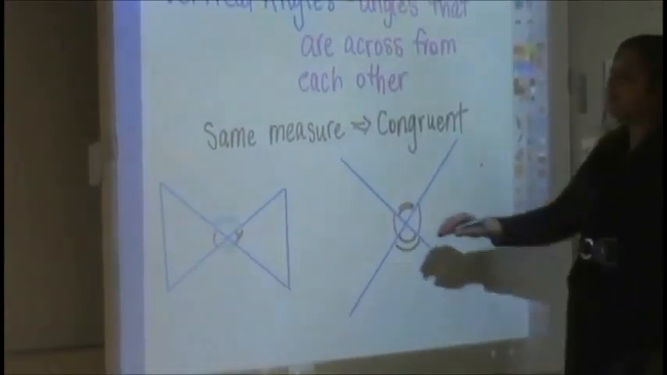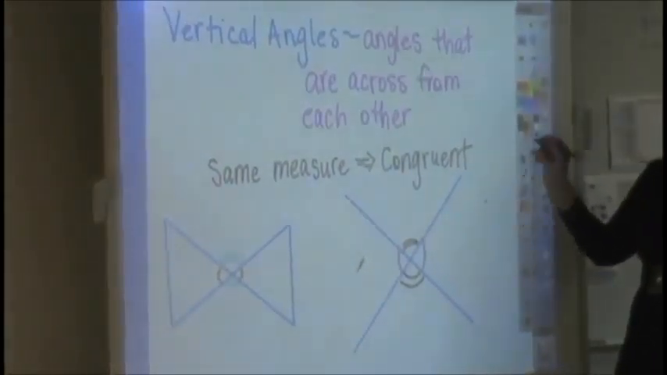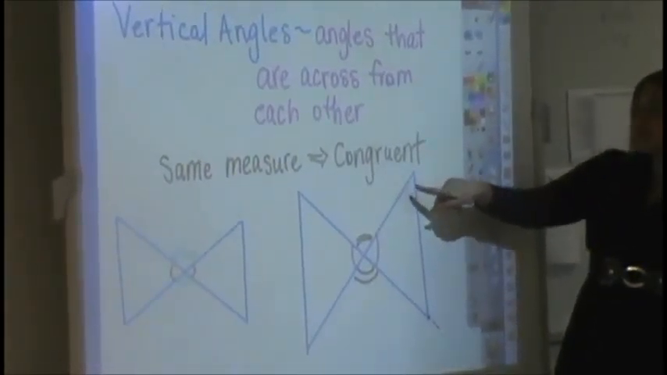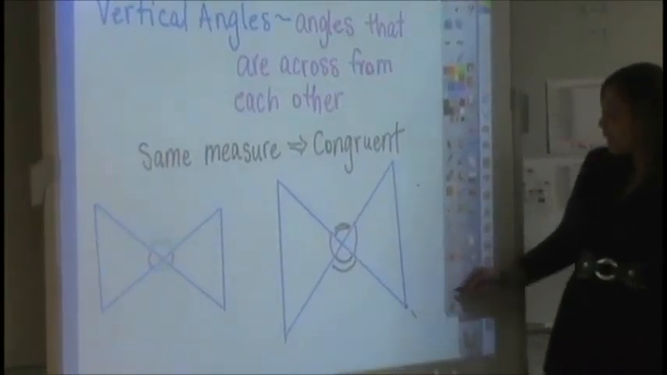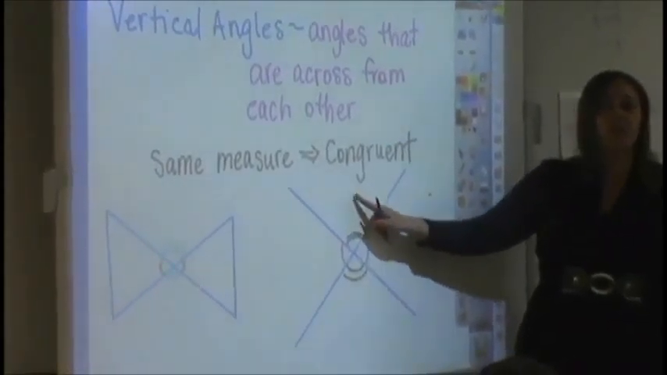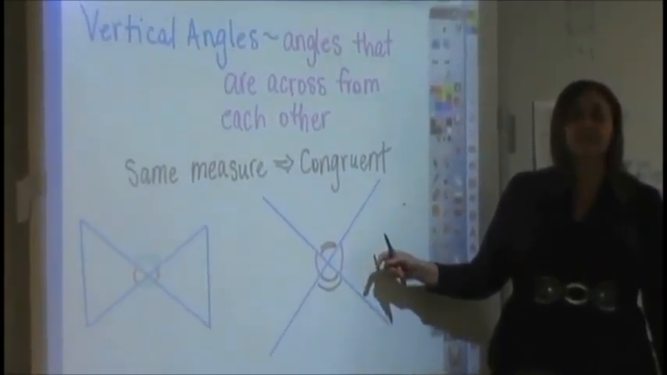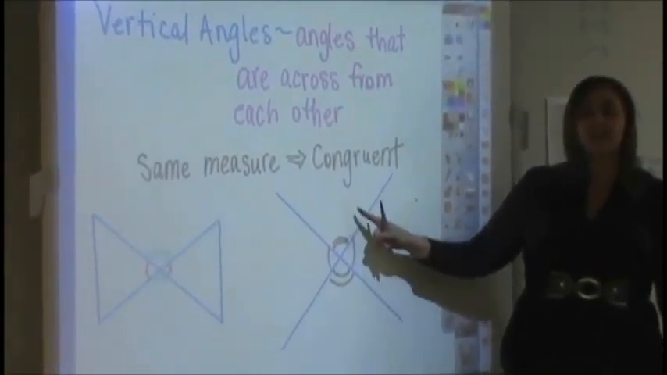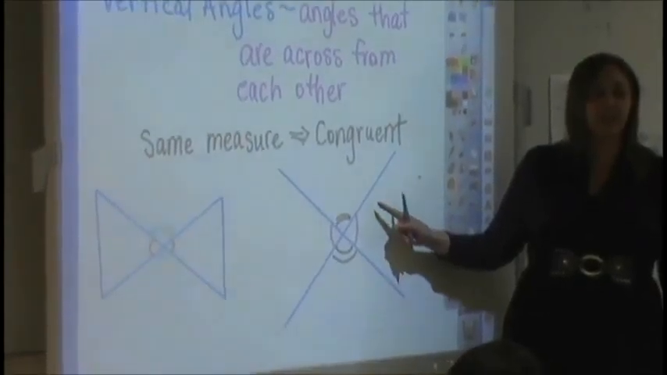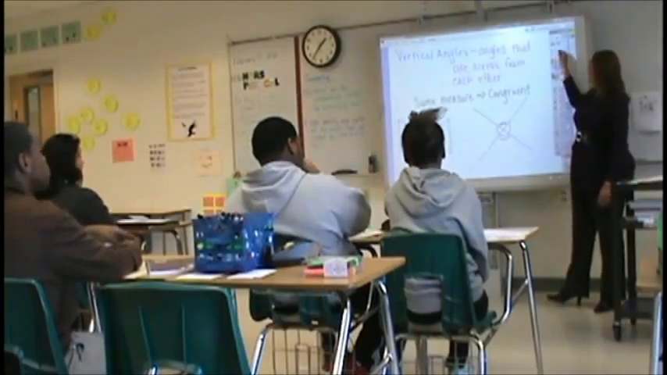All right. So here in this picture, the only difference between these two is that in this first picture, we added some lines here to close it, right? And all that does is create a few more angles for us. But if I don't have those lines, then all I have are the 4 little angles here. The ones that are across from each other are vertical angles, and they are congruent.